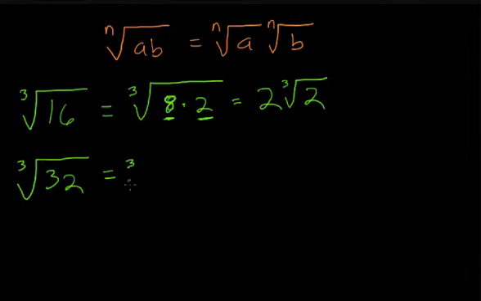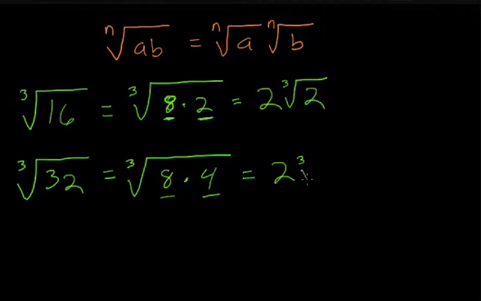So what we're looking for is to factor 32 into the product of a perfect cube and some other value. So 32 is 8 times 4. Now 8 is a perfect cube. So the cube root of 8 times 4 equals the cube root of 8, which is 2, times the cube root of 4. And 4 is not a perfect cube, so it cannot be simplified. So our simplified expression is 2 times the cube root of 4.